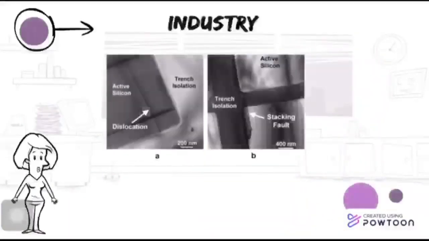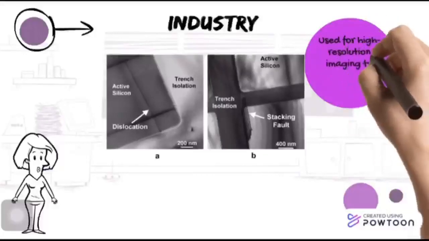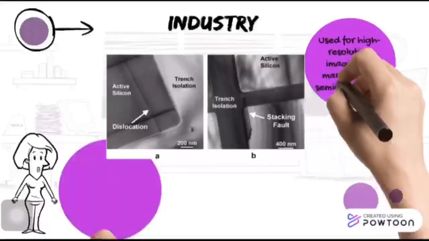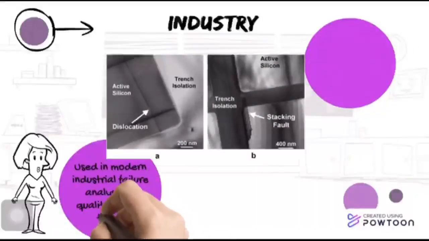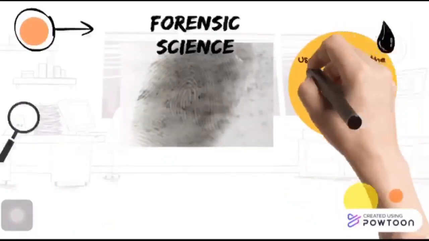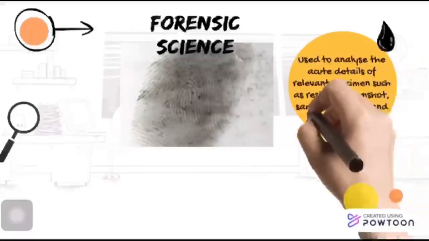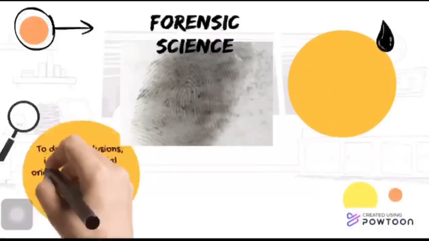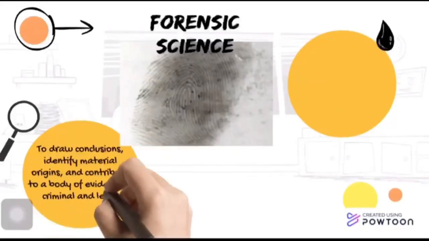In industry, the electron microscope is used for high-resolution imaging to manufacture semiconductors. Second, it is used in modern industrial failure analysis as a quality control tool. In forensic science, it is used to analyze the acute details of relevant specimens such as gunshot residue, blood samples, and clothing fibers. Second, to draw conclusions, identify material origin, and contribute to a body of evidence in criminal and legal matters.